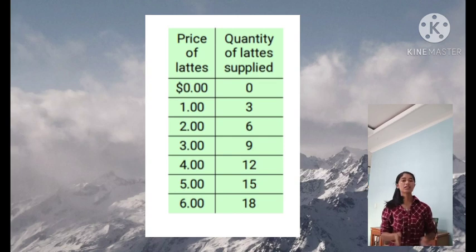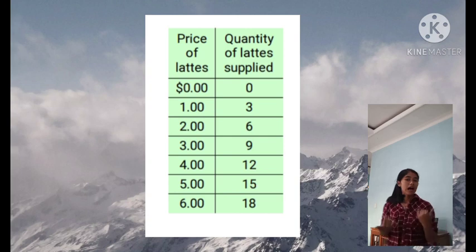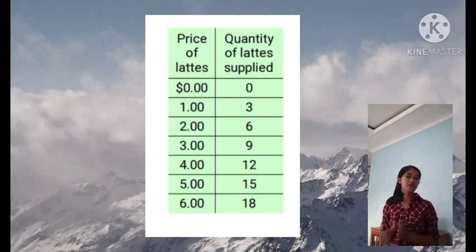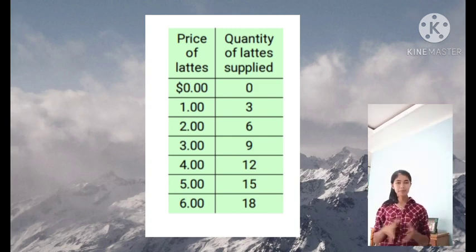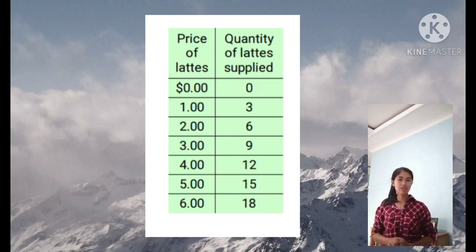Next, we can see the table of supply for latte. It is a table that shows the relationship between the price of a good and the quantity supplied. For example, Starbucks' supply of latte. When the price of latte is $0, the quantity of latte supplied is 0. But when the price of latte increases, the quantity of latte supplied will do the same.